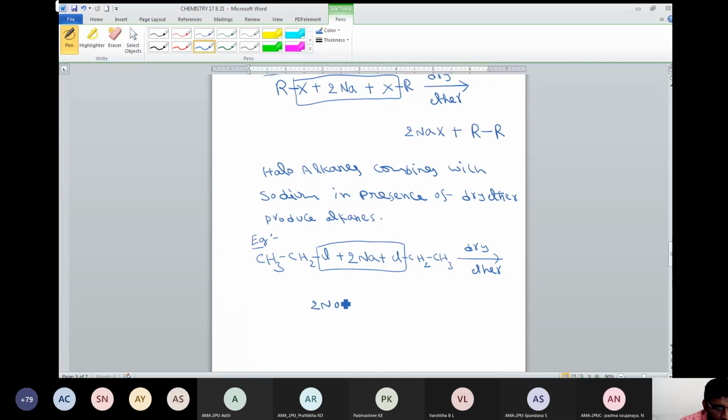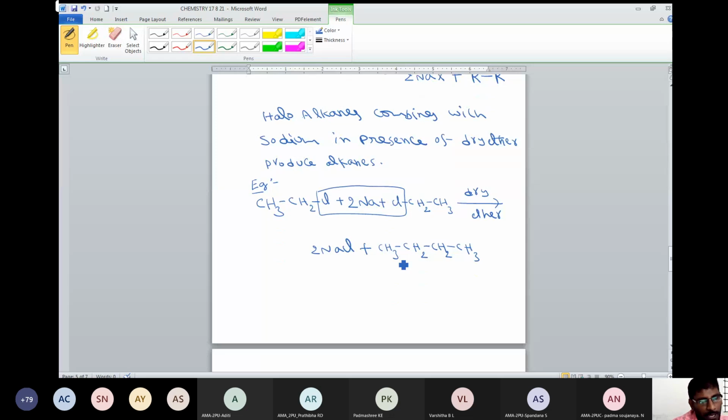On removing 2 NaCl, what do we get? This alkyl group will combine. The product will be CH3CH2-CH2CH3. So butane will form. So this is the Wood's reaction. 2 moles of haloalkanes combine with sodium metal, NaCl will be removed, we get a combination of alkyl and alkyl group. So we get alkane.